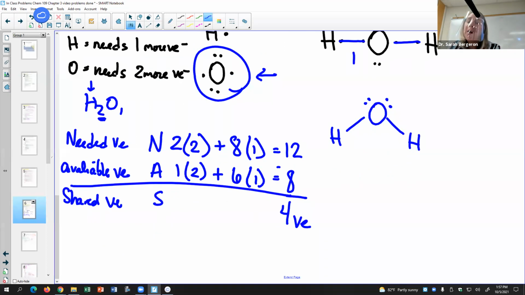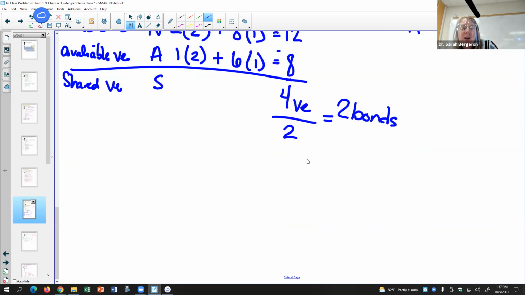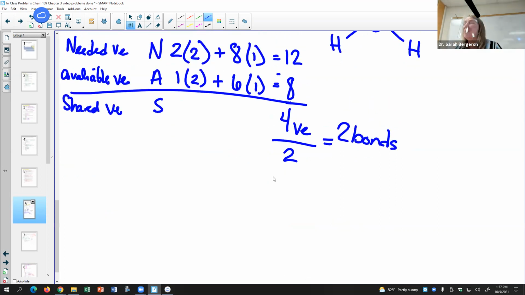But if I were going to draw a bond, how many electrons are participating in that bond? 2. So if I take my number of valence electrons that need to be shared and I divide by 2, I get the number of bonds. That gives me 2 bonds, right? So I know in my molecule, I'm going to have 2 bonds. But my question is, am I going to have any electrons left over that are going to be lone pairs? So what I do is I do my available minus shared. This is going to tell me my number of lone valence electrons, right?